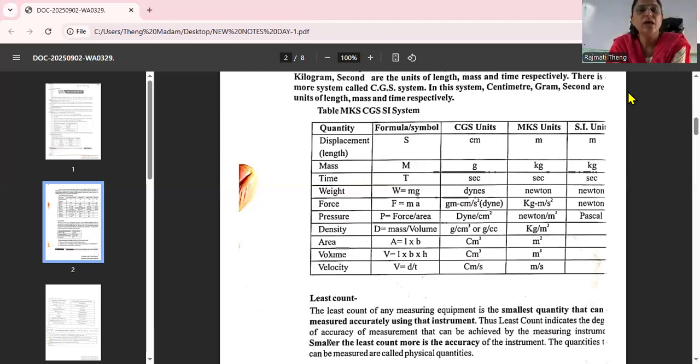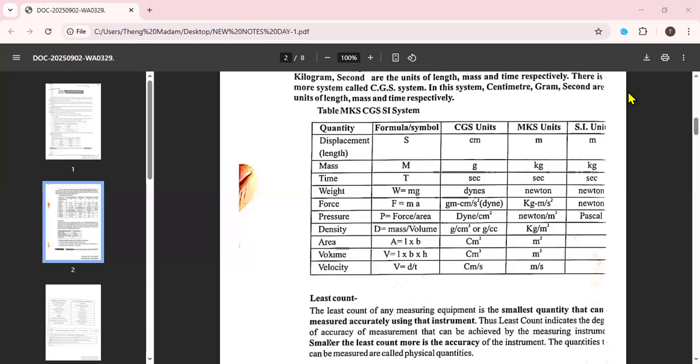So length, a displacement, length formula is l, CGS unit is centimeter, MKS unit is meter, and SI unit is meter. For the mass, formula is M, CGS unit is gram, MKS unit is kilogram, SI unit is kilogram. For the time, symbol is T, CGS unit is second, MKS unit is second, SI unit is second. For the weight, formula W is equal to mg. CGS unit is dyne, MKS unit is Newton, SI unit is Newton.